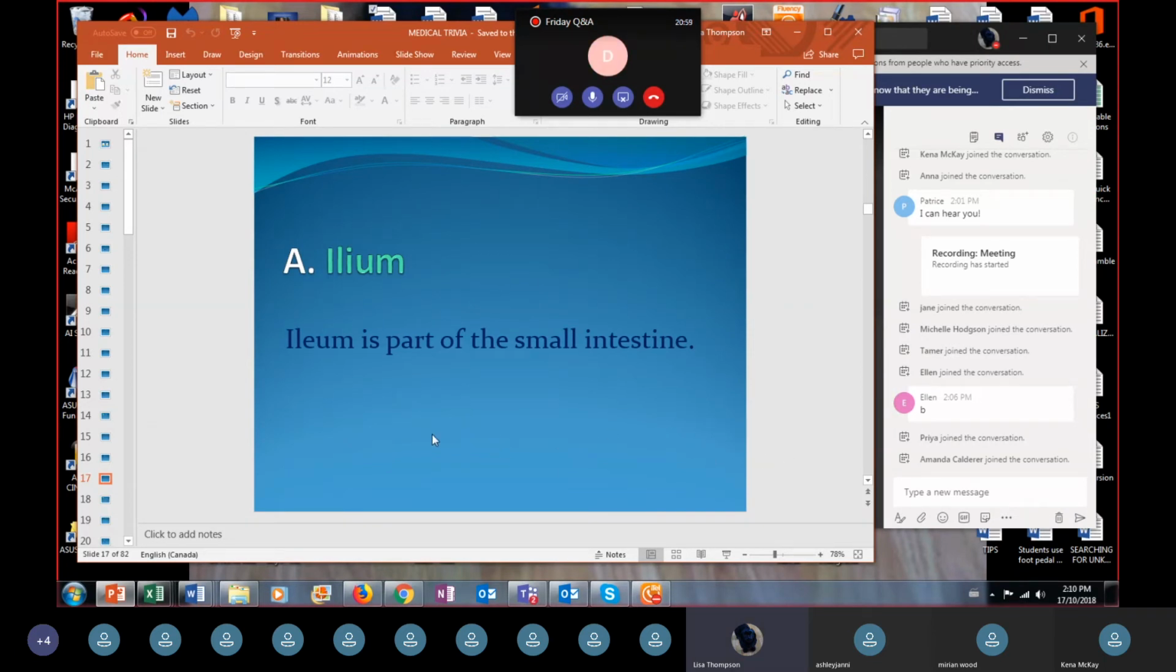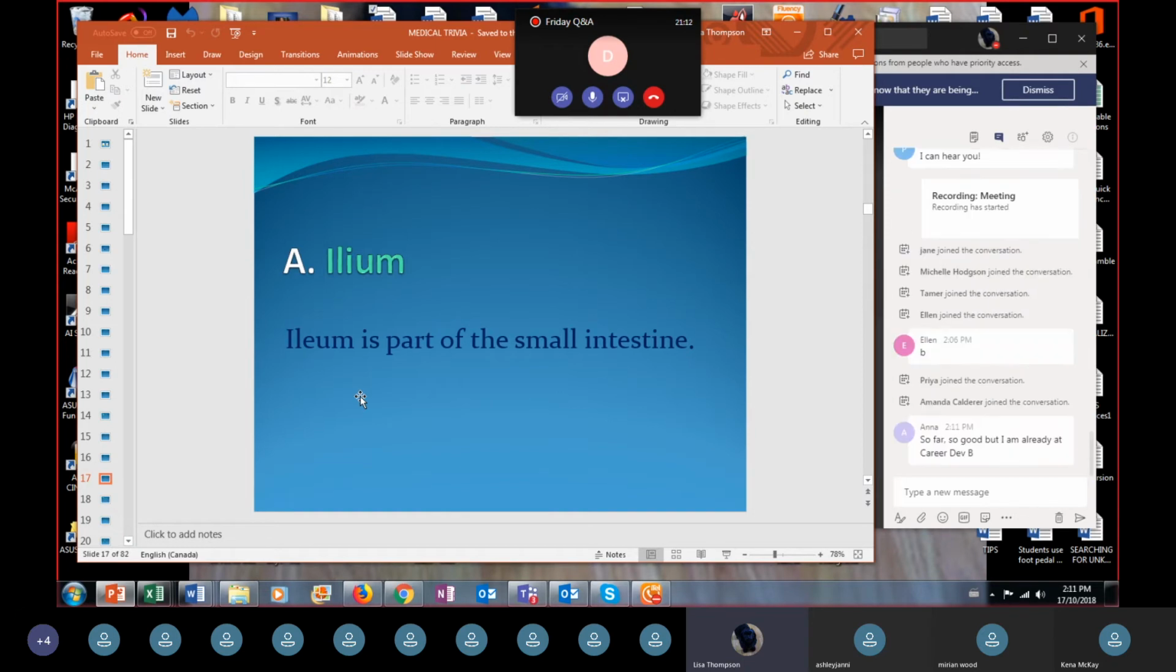A lot of times, when you have sound-alike words like that, check out your book of style, Appendix C. Your book of style has a lot of sound-alike words, just like rails, R-A-I-L-S, versus rales, R-A-L-E-S. And it says, so far, so good, but I'm already at career development B. I have a mixture of different questions, so it really doesn't matter where you're at in the course, so it's all good.